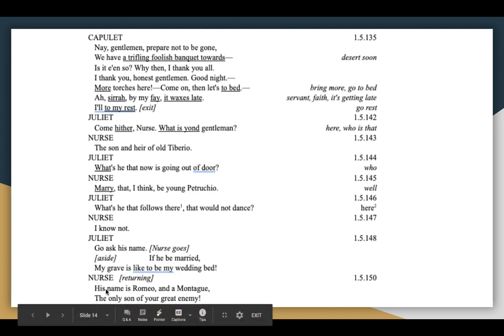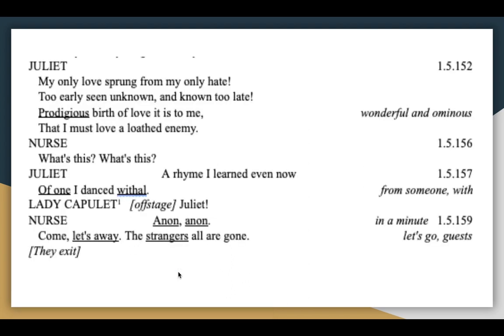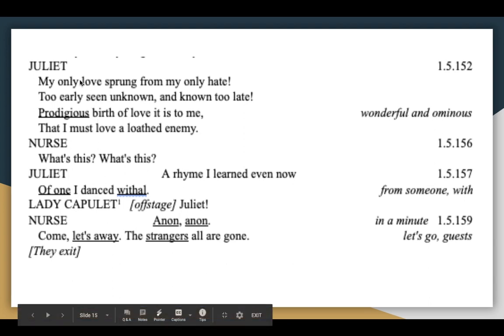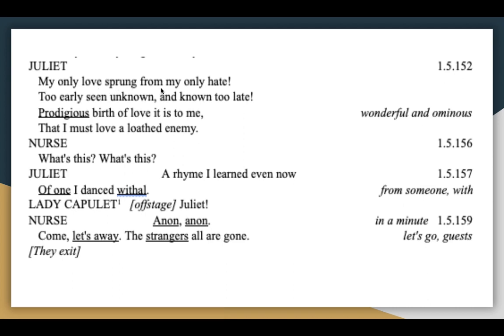The nurse comes back and says, his name is Romeo, and a Montague, the only son of your great enemy. And Juliet says, my only love sprung from my only hate. So there's kind of this parallel here, so this brawling lover, loving hate, from Romeo in Act 1, Scene 1, and then Juliet, my only love sprung from my only hate.